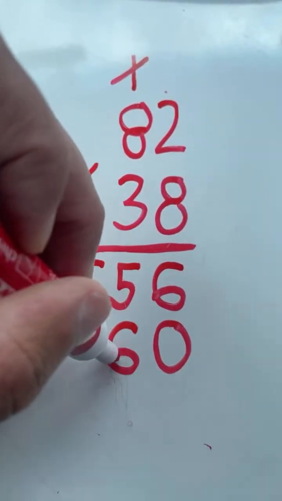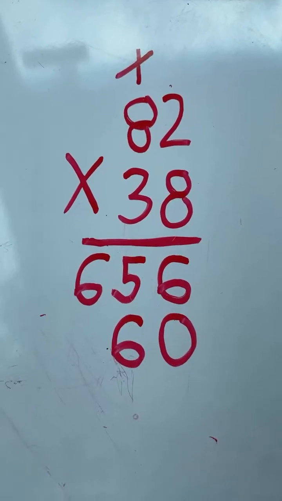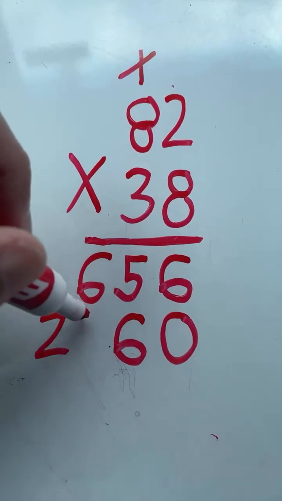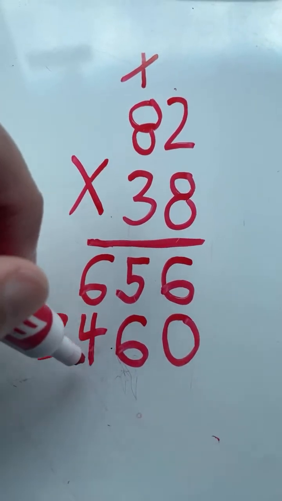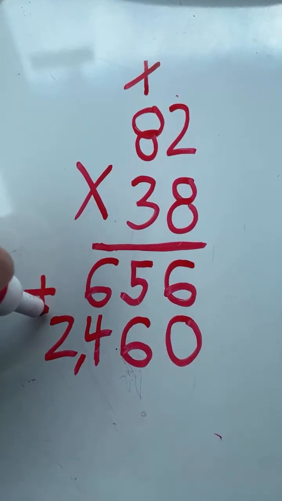Now we do not need to regroup because our product is less than 10. We only regroup when our product is 10 or more. 8 times 3 equals 24. So now to get our final answer, we have to add these two numbers together.